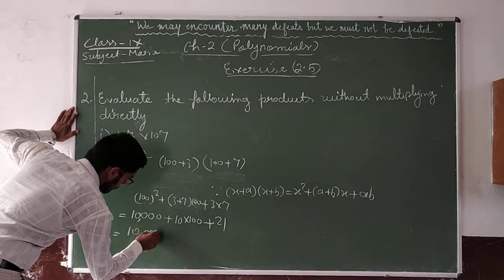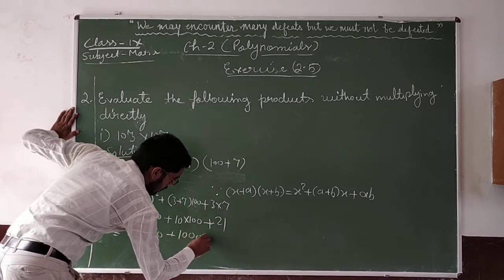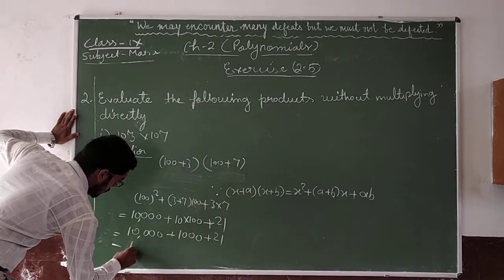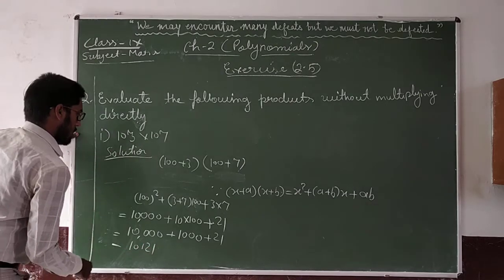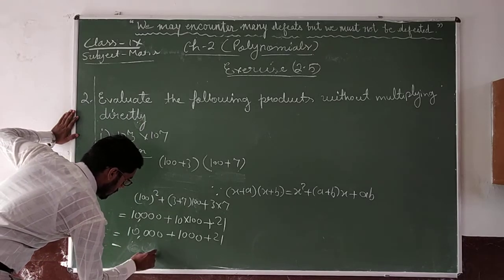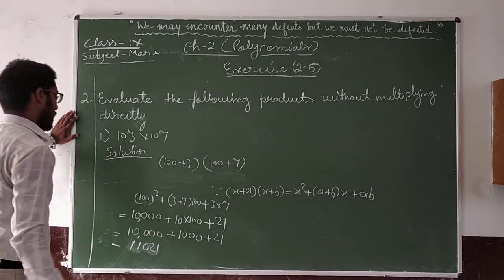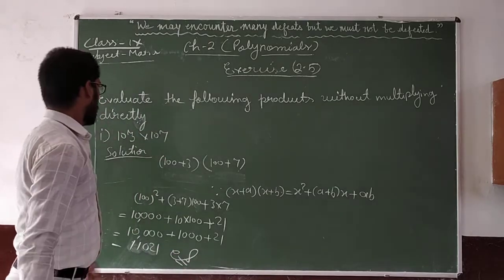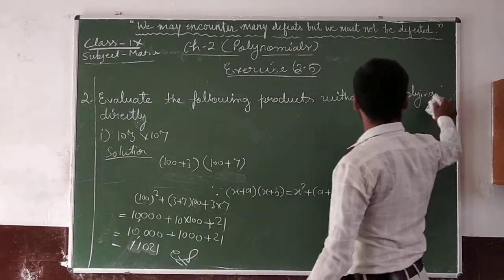10,000 plus 1,000 plus 21. Now add them. What will you get? 11,021. Okay, that is your answer. So let us solve next question.